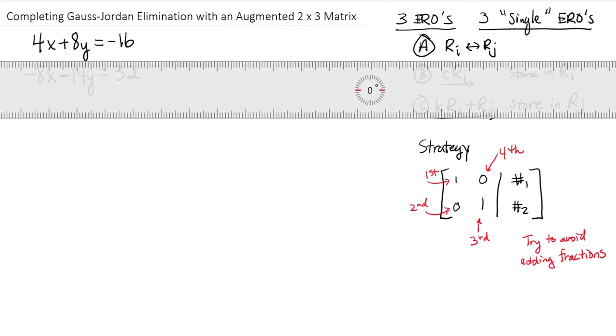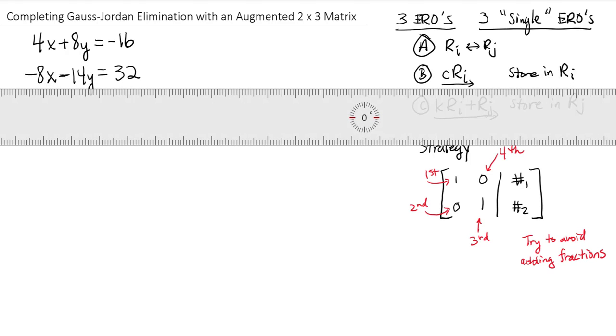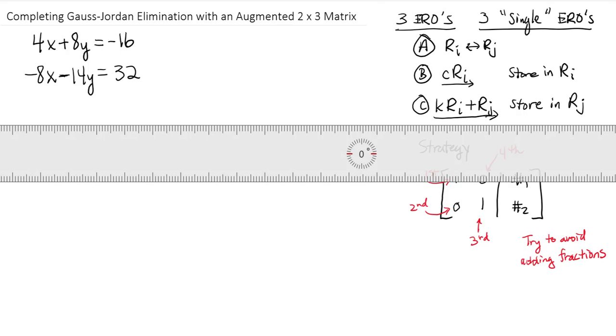Well, we could interchange any 2 rows, so we could switch the ith row with the jth row. We could scalar multiply a single row and store it in that row. We could also scalar multiply a single row and add it to another row, and then we store it in the second row that was mentioned.